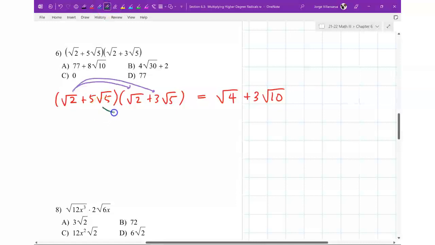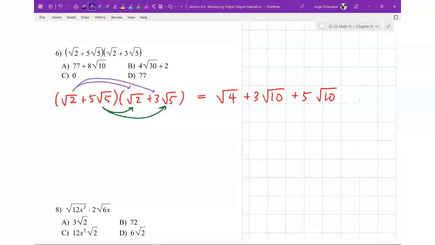Now, 5 radical 5 times radical 2. So the 5 is going to stay on the outside because there's no whole numbers to multiply. But the square root part, 5 times 2, is 10. And then the last part, 5 radical 5 times 3 radical 5. Well, 5 times 3 is 15. And the square root of 5 times 5 is 25.